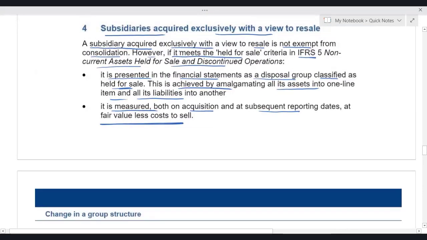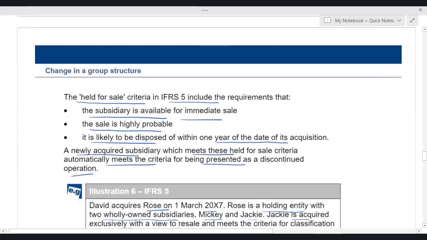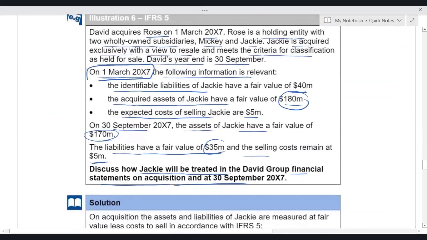If you bought a subsidiary exclusively with a view to resale, as soon as it meets the IFRS 5 criteria, then automatically it becomes a discontinued operation as well. How will you present it? That is very important. It is presented in the financial statements as a disposal group classified as held for sale. This is achieved by amalgamating all assets into one line item and all liabilities into another. It is measured on acquisition and subsequently at fair value minus cost to sell.